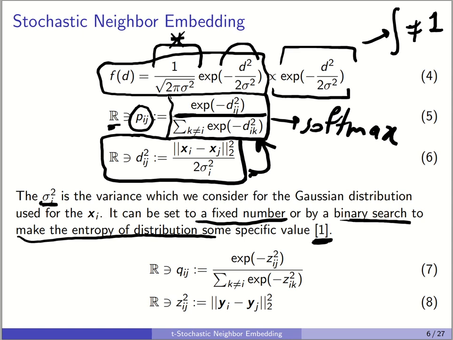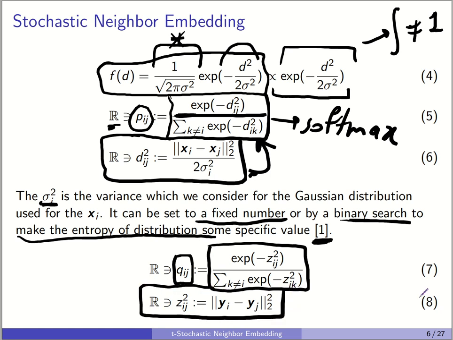And then Qij is the probability that the embedding of xi takes the embedding of xj as neighbor, or in other words, the probability that yi takes yj as its neighbor. We show it by Qij, so it's a corresponding variable for Pij, but in the embedding space. We also use a softmax or a Gaussian distribution, and equation 8 is very similar to equation 6, but we don't have sigma i.